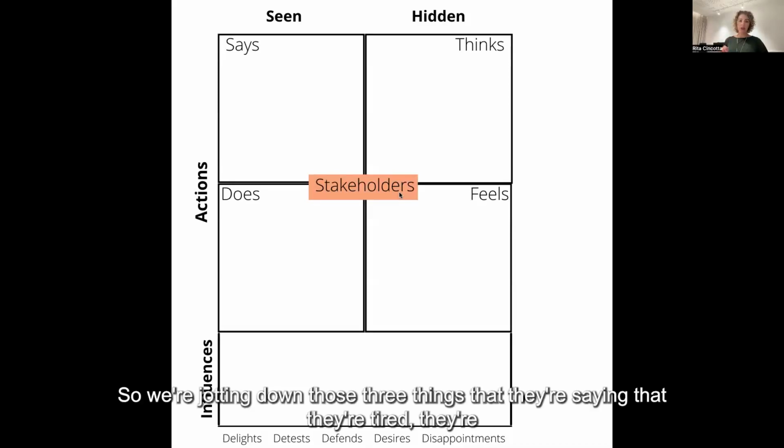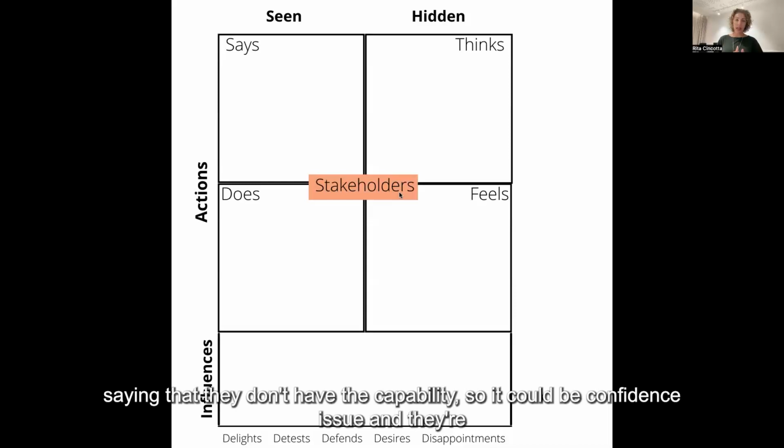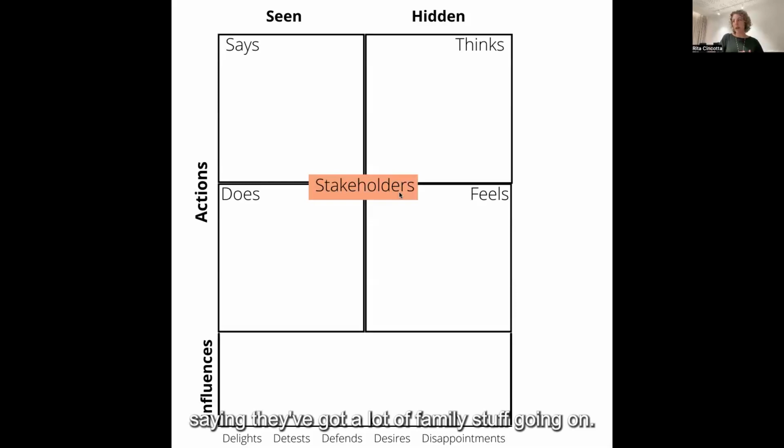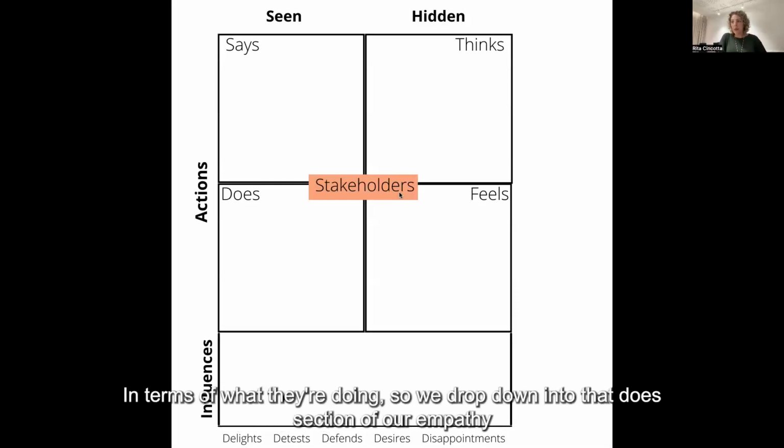So we're jotting down those three things: that they're saying they're tired, they're saying they don't have the capability, so it could be a confidence issue, and they're saying they've got a lot of family stuff going on. In terms of what they're doing, we drop down into the does section of our empathy map.